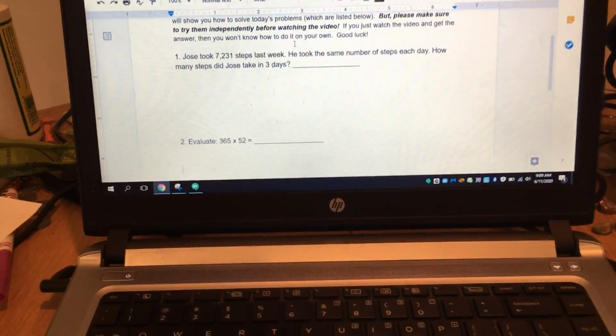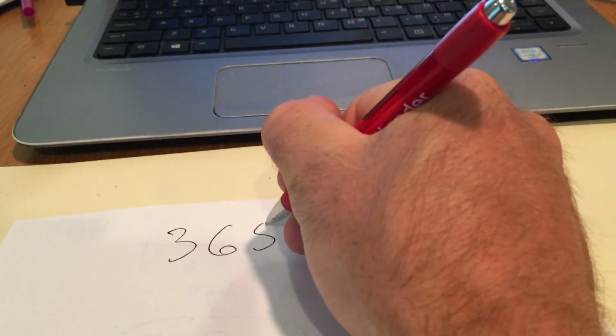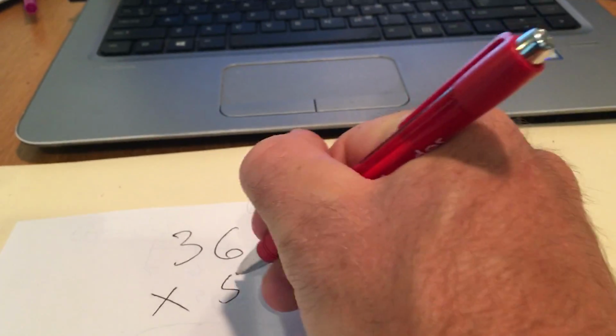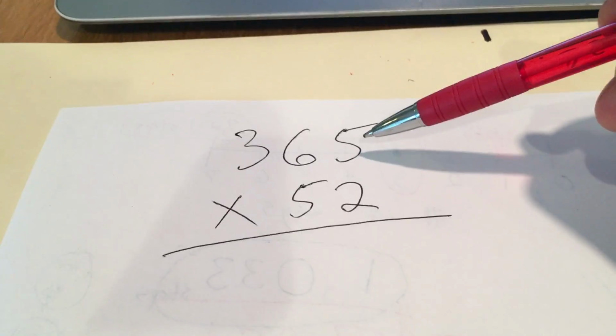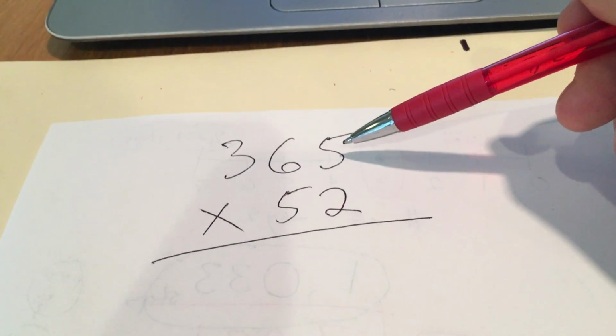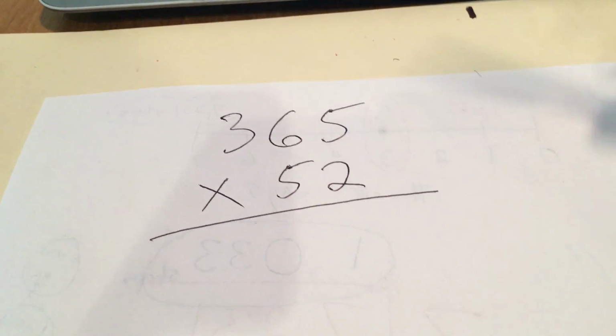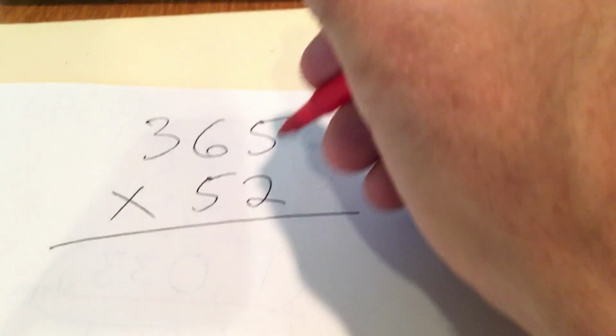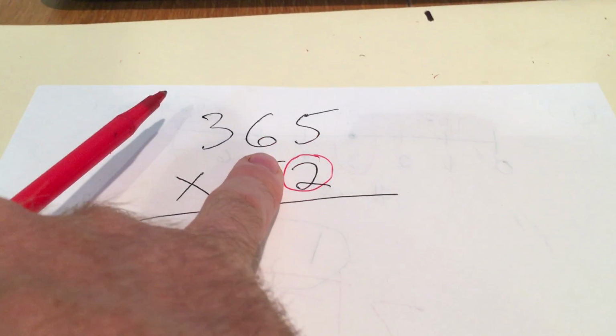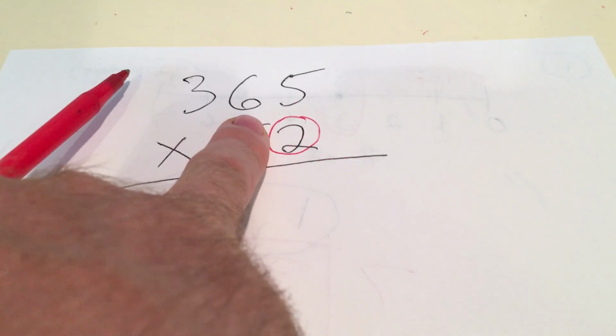It says to evaluate 365 times 52. So here's just a pretty simple multiplication problem. There's 365 days in a year. You would probably have to do something like this sometimes, but we're going to multiply 365 times 52. It doesn't have any word problem involved. It just wants to see if we can do this multiplication. All right? So this should be a piece of cake for us. We're going to start in the ones place in the bottom right-hand corner. We're going to ignore the 50 right now. We're just doing 365 times 2.